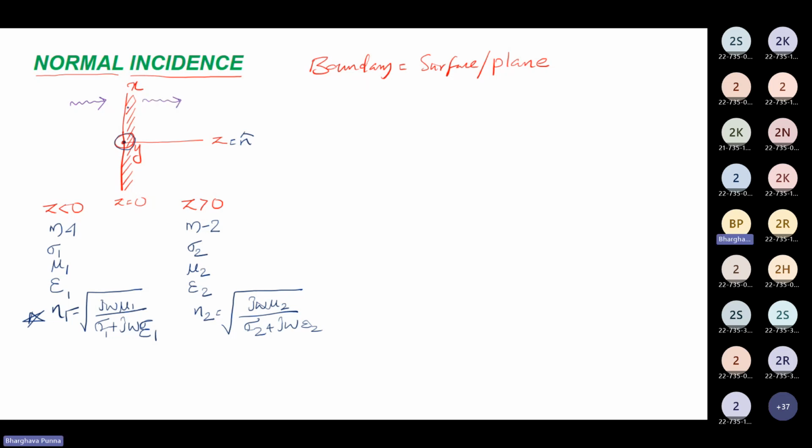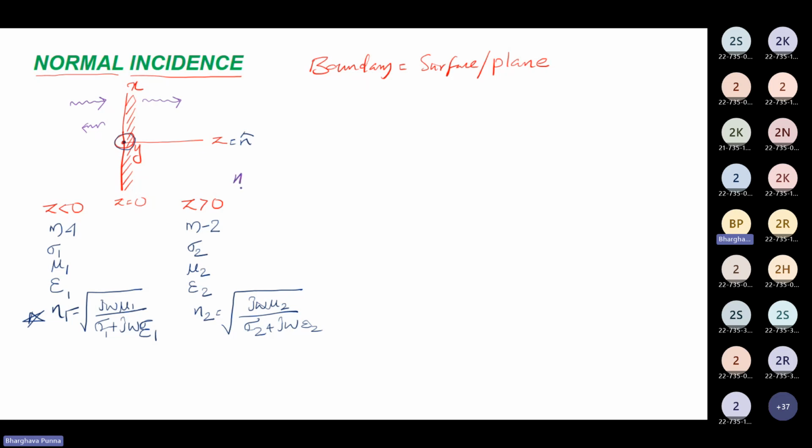After incidenting on this particular boundary, a certain part of the incident wave will be transmitted into medium 2, and because of the impedance mismatching, that is eta 1 is not equal to eta 2, a certain part of the input signal will be reflected back. This is what is going on actually.